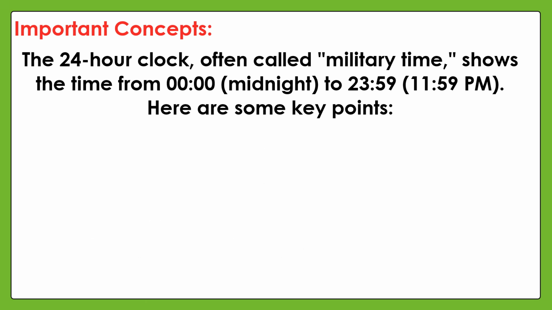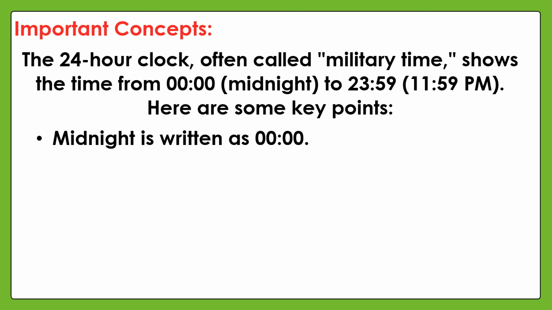The 24-hour clock, often called military time, shows the time from 0000 hours or midnight to 23:59 or 11:59 p.m. Here are some key points. Midnight is written as 0000 hours or 00:00.